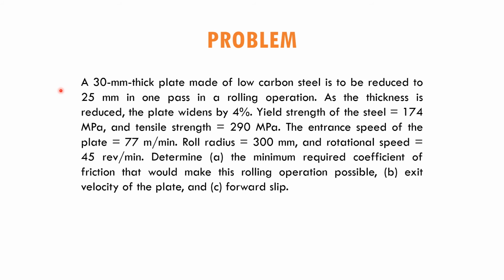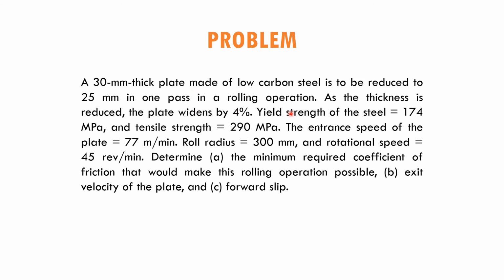Let us look into some problems. A 30 mm thick plate made of low carbon steel is to be reduced to 25 mm in one pass. So it's already given that the final thickness is equal to 25 mm in one pass.